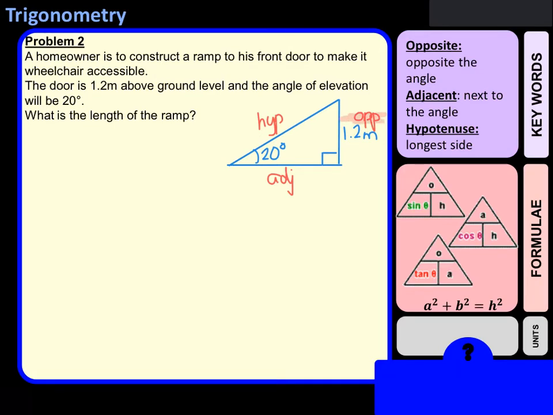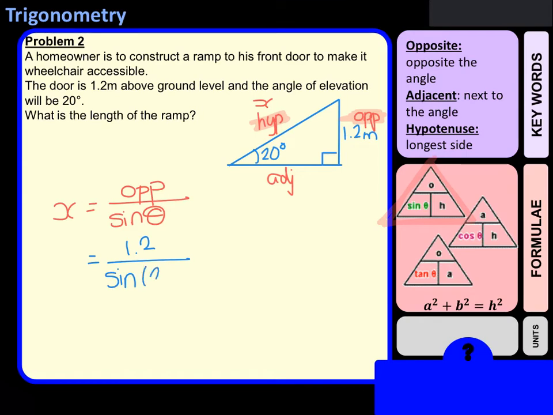We know the opposite, so we're going to find a formula triangle where the opposite is involved, and the length of the ramp is going to be the hypotenuse just here. So opposite and hypotenuse, that tells us we're going to be using sine theta. And we are trying to find the hypotenuse, and therefore the hypotenuse that we'll call x is going to be equal to the opposite over sine theta. That opposite is 1.2 over sine, and the angle is 20.